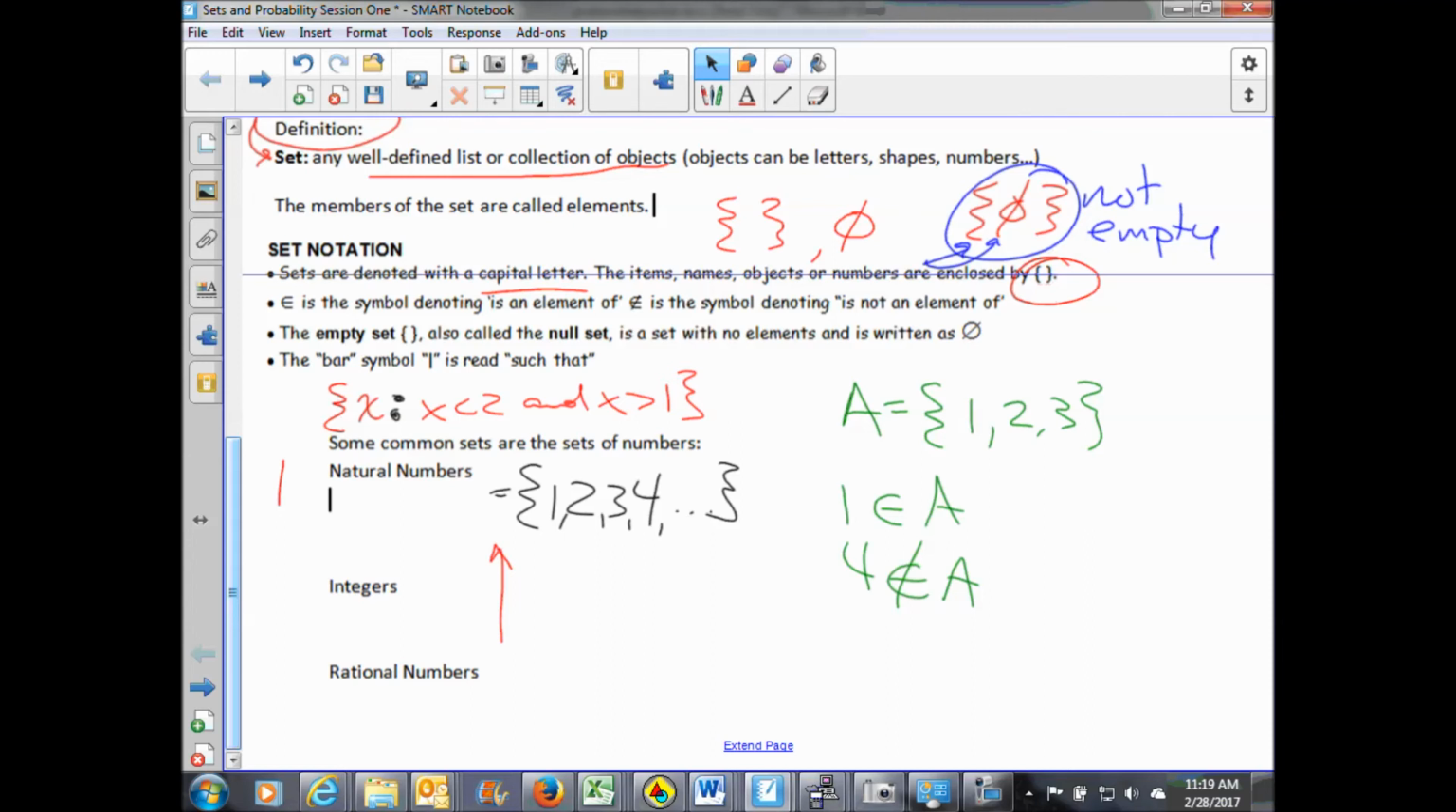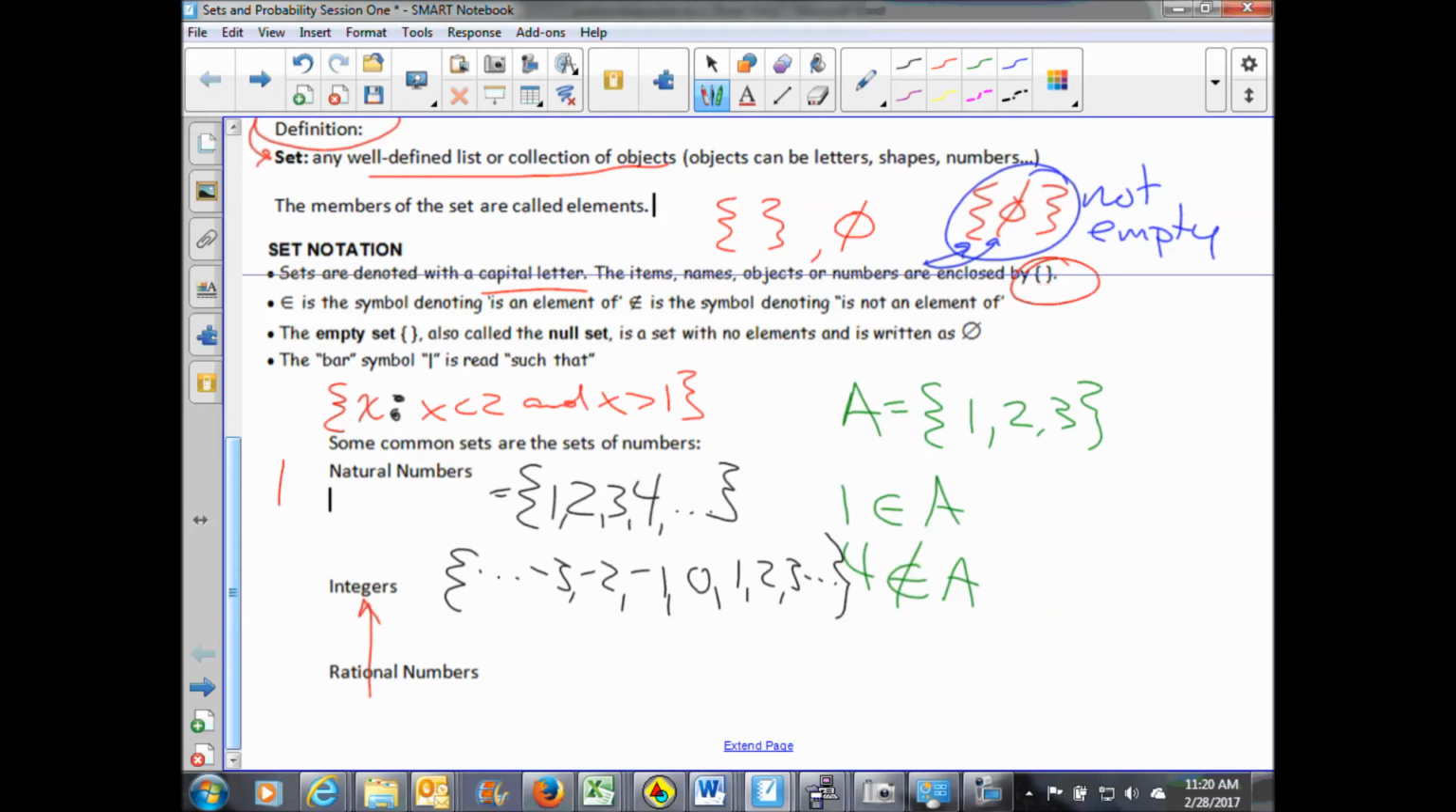Now, the set of integers is ..., -3, -2, -1, 0, 1, 2, 3, and so forth. It's important to know this set as well. I've belabored that point many times in the past, so we won't go over it again. And the set of rational numbers.